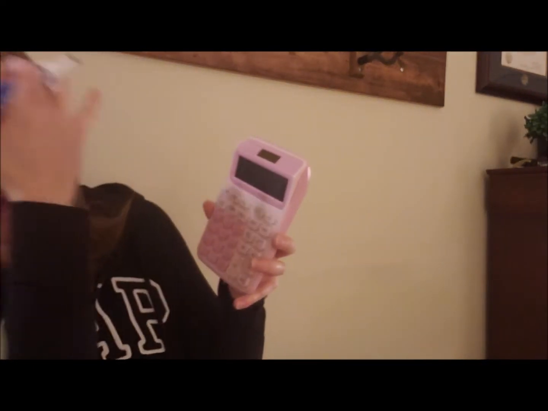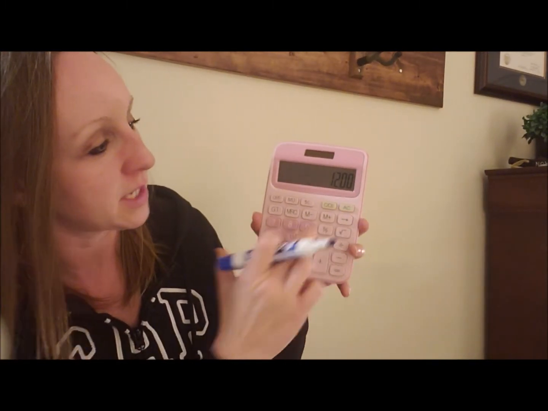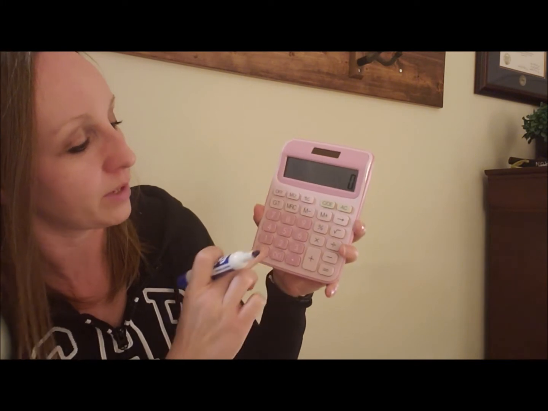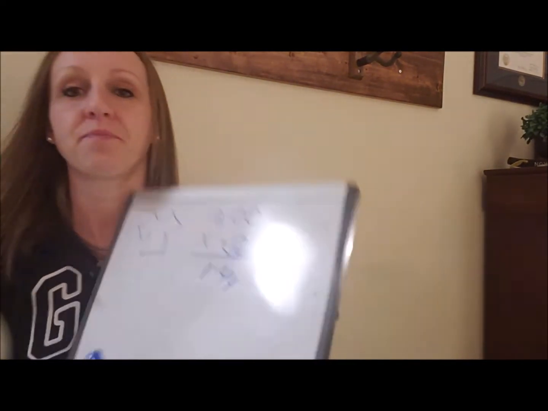I'm going to clear this. I'm going to show you what it looks like if I put in 12.00. It should be the same thing, right? So I'm going to put in 12.00. Okay, you can see 12.00. Now I'm going to times it by 0.12. I hit equals, and it's still 1.44. So you guys can see it doesn't matter if you put in the 0.00 because it's the same thing. It just looks different.